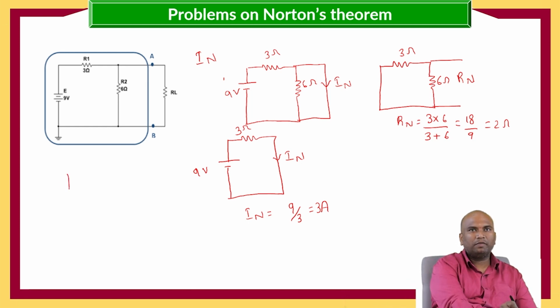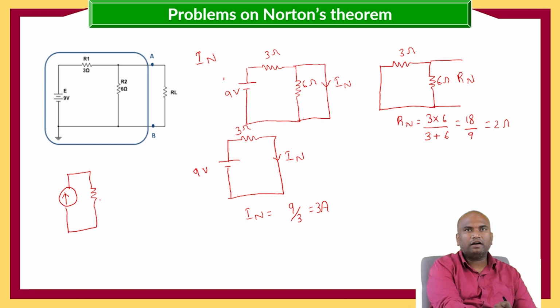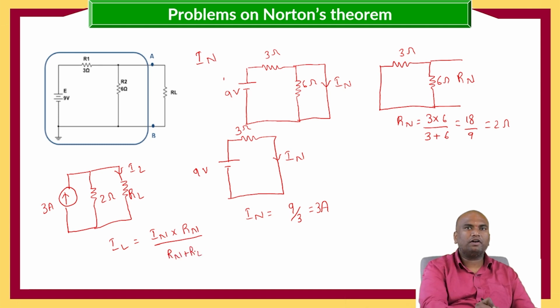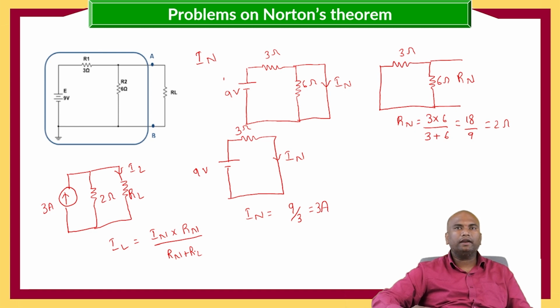Now our circuit will become, this is the IN, which is in parallel with the resistance Rn, 2 ohms, 3 amperes, and then the load resistance RL. So IL is equals to IN into the opposite resistance, IN into Rn by Rn plus RL. This is the formula used to calculate the load current.